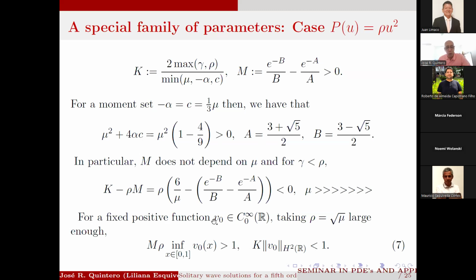So you fix a positive function, with this kind of parameters, you take rho equal to the square root of mu, large, and then look at the left side. So m doesn't depend on the parameters. Rho b0 is fixed, and rho can be taken large, so this can be bigger than 1, and then k in this case is 6/mu, and this can be small. So this is the core of this.